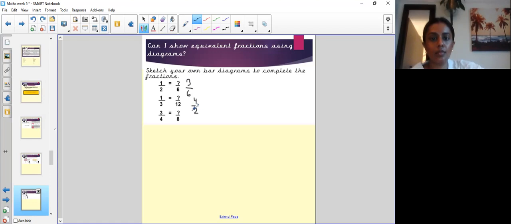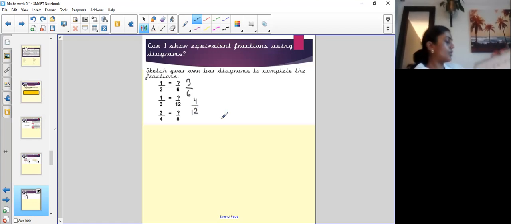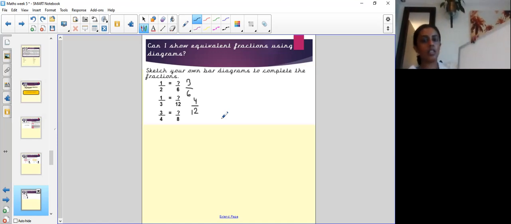And I'm just going to do the final one, which is 3/4. So I would have the same again and split down the middle, and I would have a half, a half, and a half. So this would be a quarter, a quarter, a quarter, and a quarter.